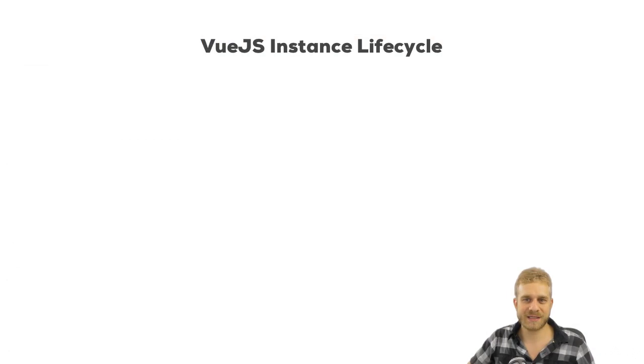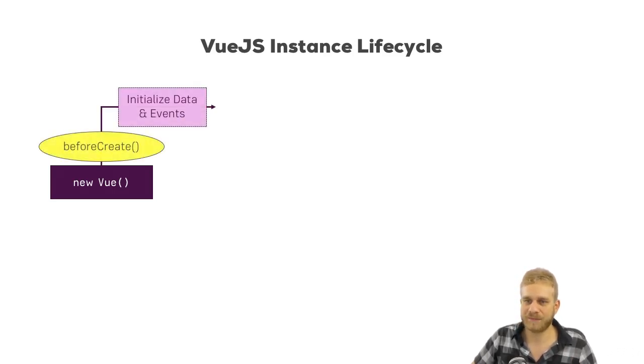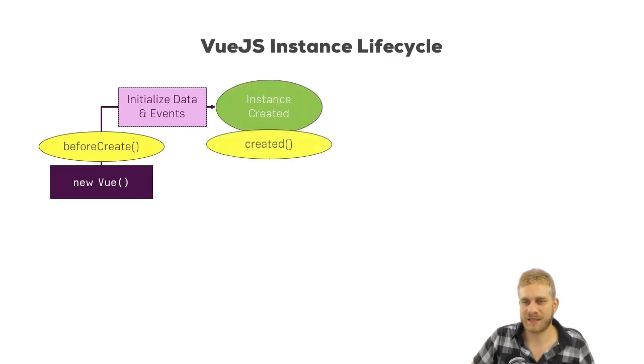The VueJS instance lifecycle starts with the new Vue constructor. There, we then execute the first lifecycle method to which we can listen, I will show this in a second, beforeCreate. This is, as the name implies, before the Vue instance is created. Thereafter, it initializes the data and events we pass with the object to the Vue instance. And it then creates the instance and calls the created lifecycle hook method, to which we can also listen or into which we can also tap in.